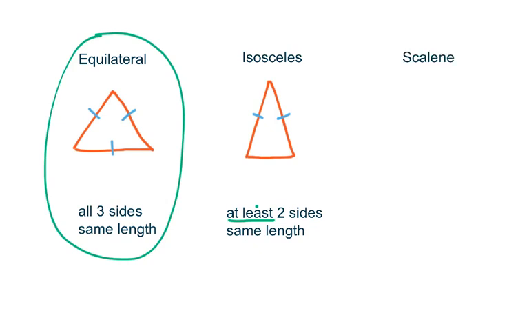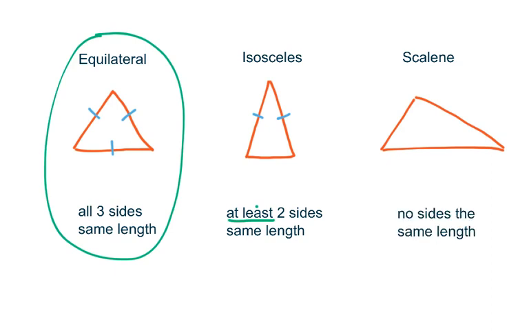Finally, the last triangle that we're going to look at is a scalene triangle. And in a scalene triangle, no sides are the same length. So in that scalene triangle, none of the sides have the same lengths as the other sides. In addition to classifying triangles by the length of their sides, we can also classify them by their angle measures. The first type of triangle we're going to do this with is a right triangle.